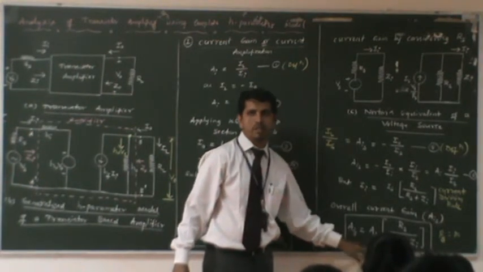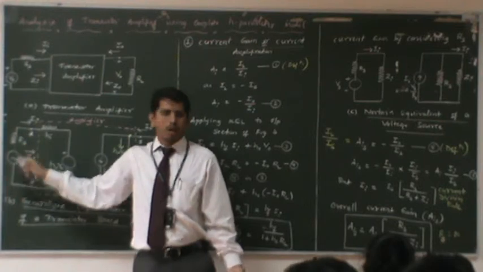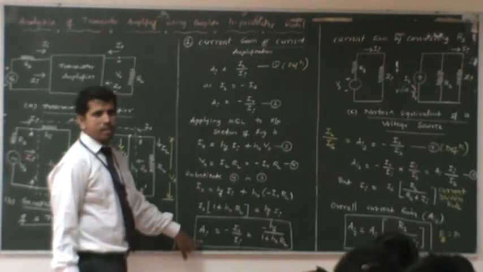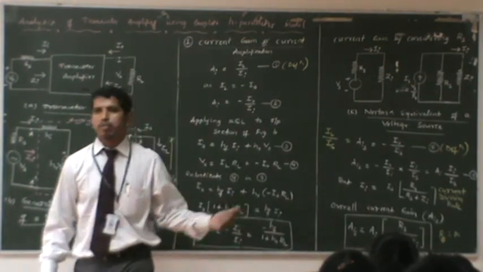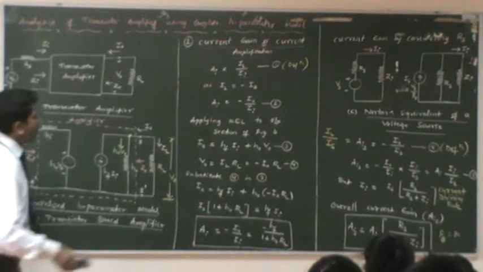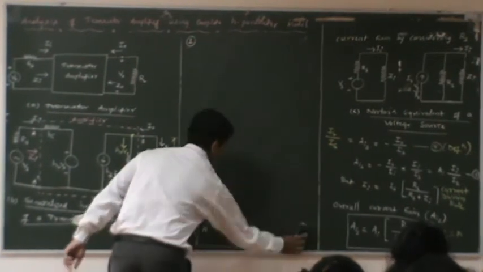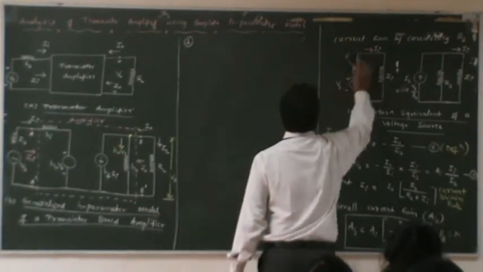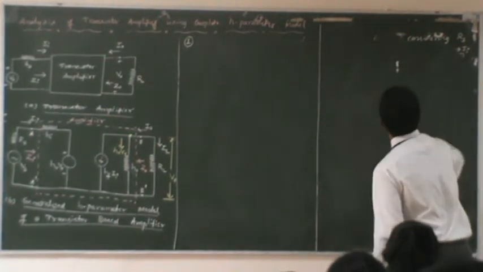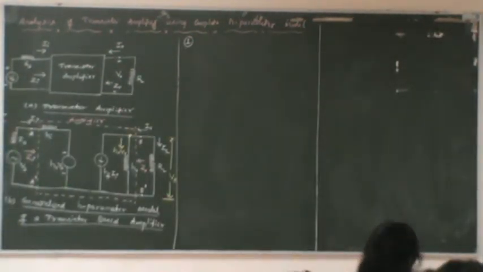So what is the conclusion from that? The current gain considering RS, if you make RS infinity, becomes the same as this expression. Understand? That is the conclusion from this derivation. Go through this. This is the first equation from this representation. We have two other derivations. Let's take up the next derivation, which is input impedance.